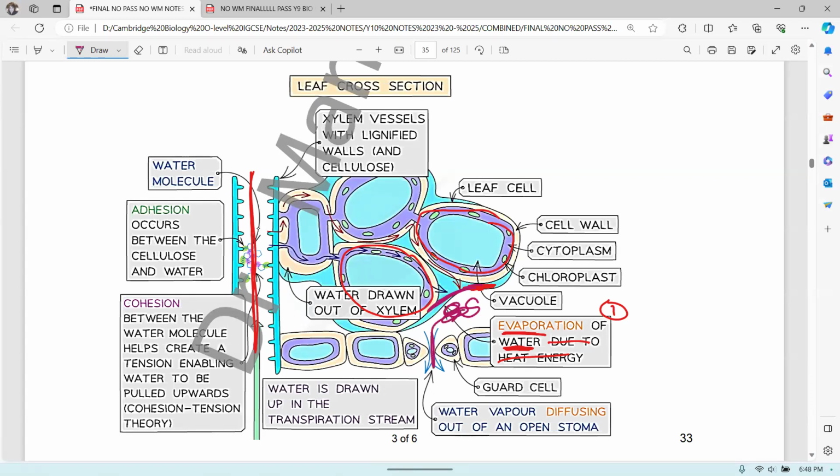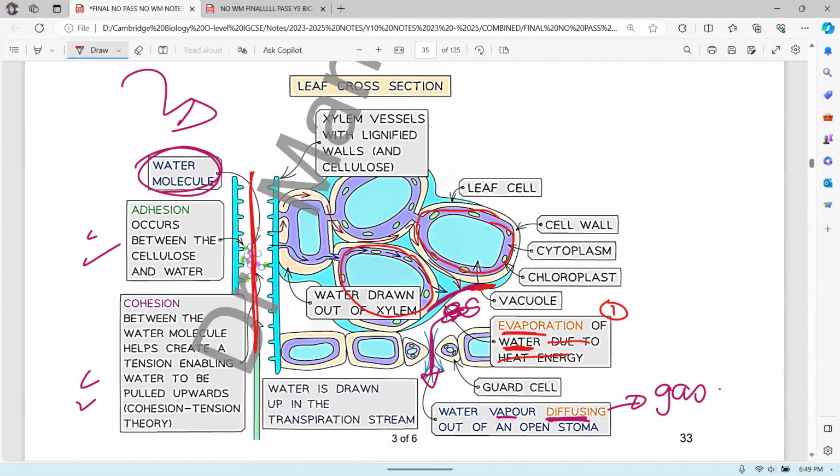And then it will go out of the stomata. How does it go out of the stomata? Water vapor. Diffusion. Exactly. Diffusion. Why did I use the word diffuse here? Because now it is in which state? Gas. Thank you very much. Because now it's a gas. I hope you understand the definition. Now let's look at this picture. Please look at the labels while you're studying. You have the water molecule. Water molecule means it is liquid.